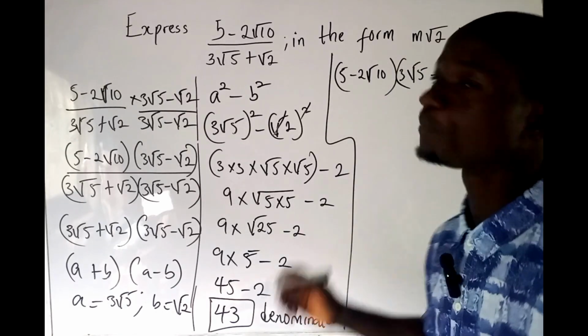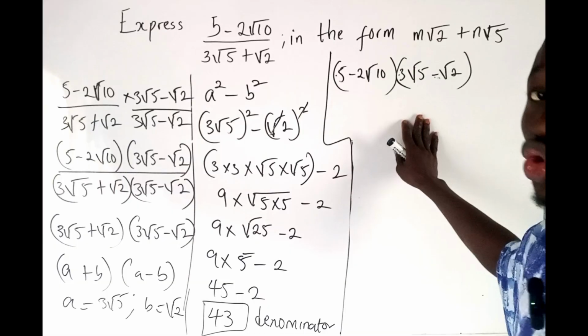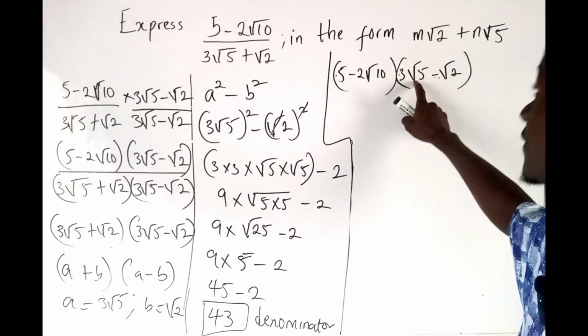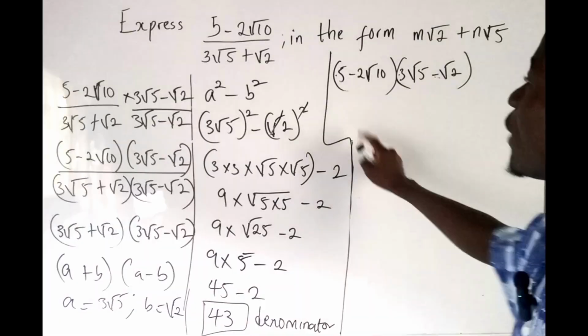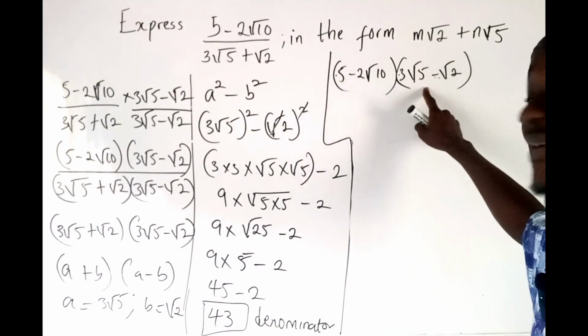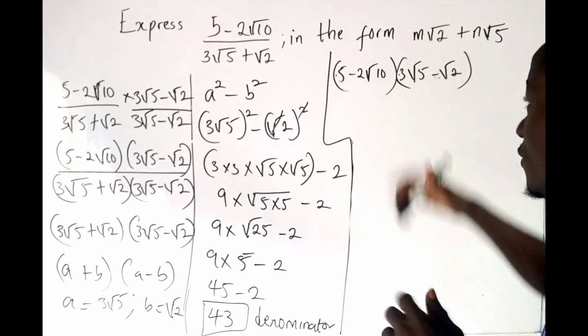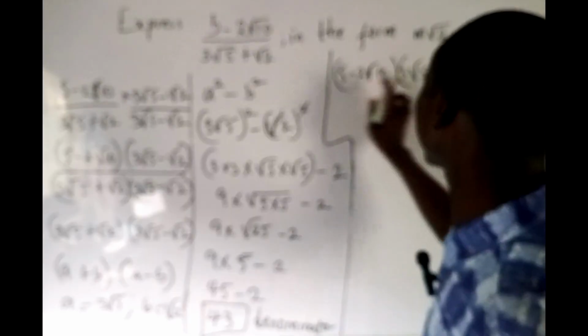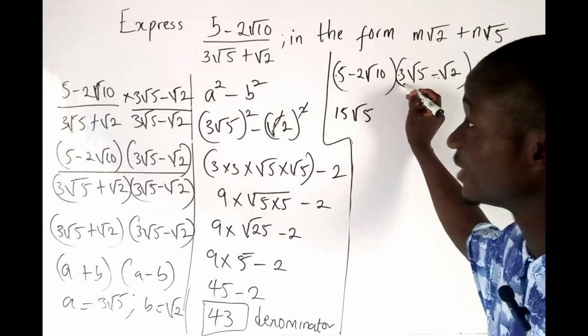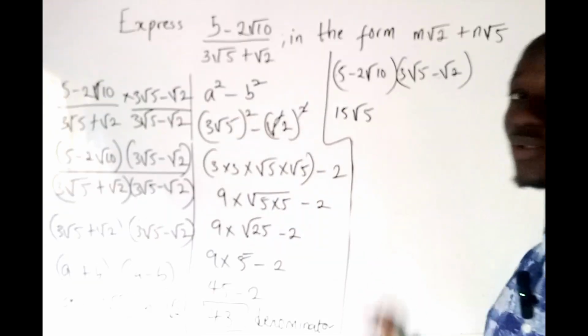Okay, now we are going to open this bracket. To open this bracket, we are going to use this 5 here to multiply 3 root 5 and minus root 2. Also, we are going to use minus 2 root 10 to multiply 3 root 5, then minus root 2. So we're now going to have 5 times 3 root 5. That gives us 15 root 5. You just have to multiply the outer numbers, which are this 3 and this 5 together, and add the root at this side.